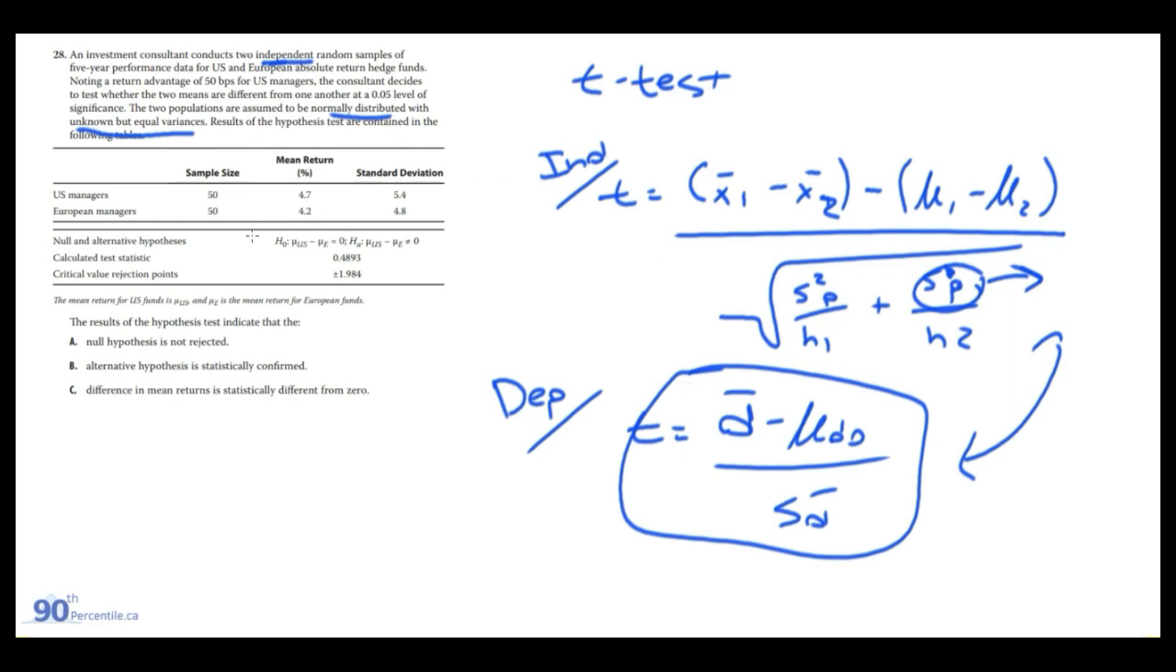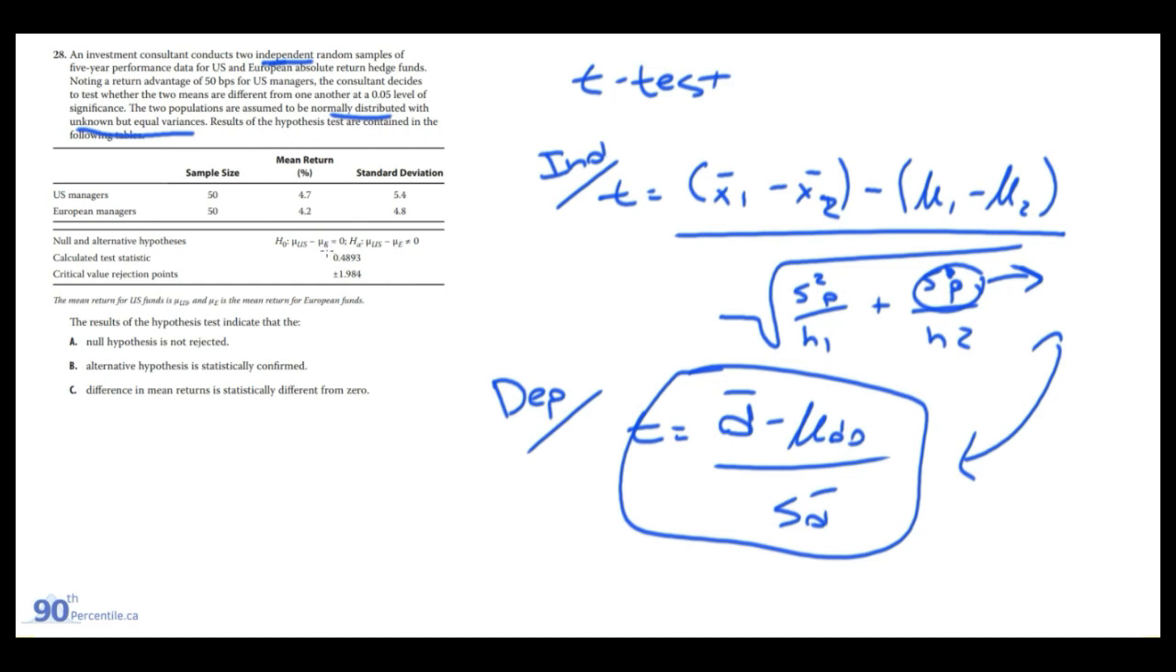So coming back to the question, we have a sample size, we have a mean return for US and European managers, we have a standard deviation of each. The null hypothesis is that the population mean of the US returns minus the population mean of the European returns is 0, so they're not different, versus the alternative is that they are different.